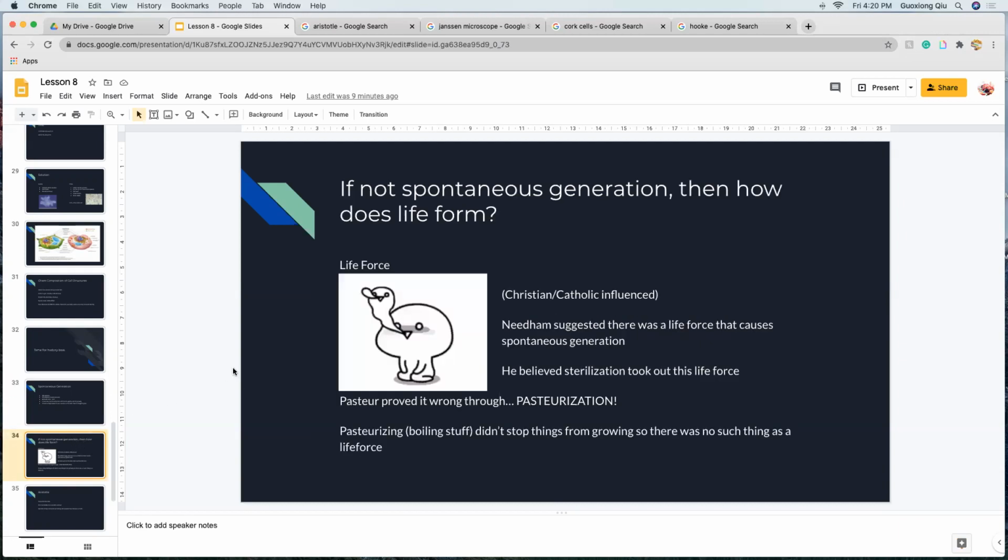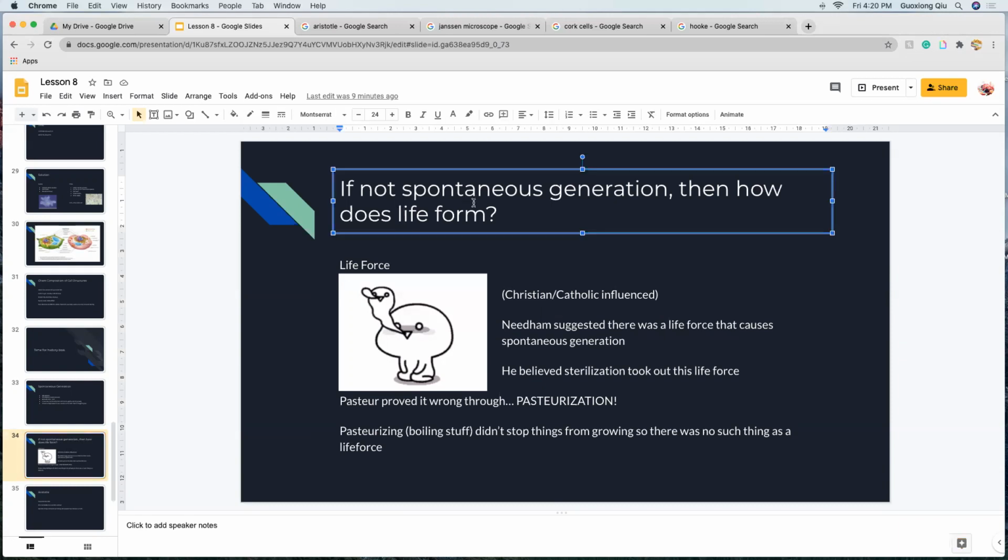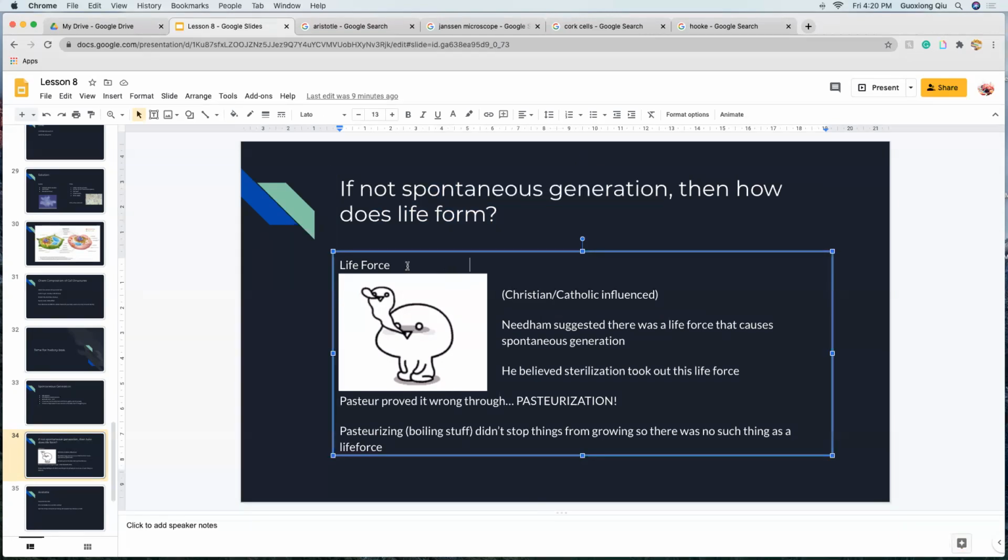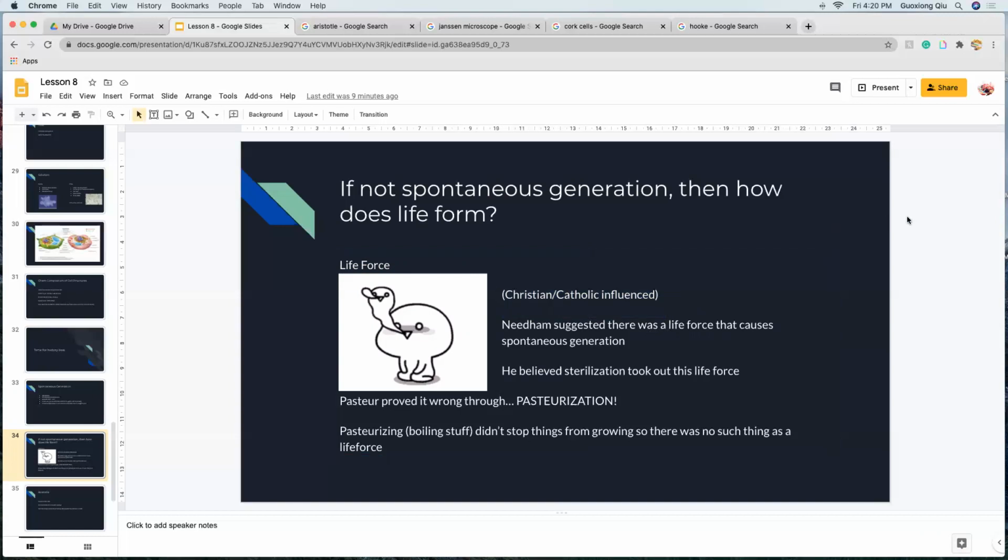Now, where does spontaneous generation come from? It was believed that spontaneous generation came from a life force. This was influenced by the fact that most people at the time were Catholic. So basically, scientist Needham suggested there was a life force that caused spontaneous generation, and he believed sterilization took out this life force.